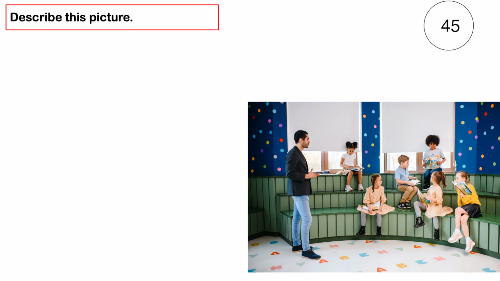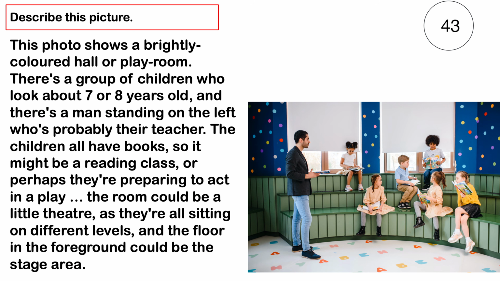Describe this picture. This photo shows a brightly coloured hall or playroom. There's a group of children who look about 7 or 8 years old, and there's a man standing on the left who's probably their teacher. The children all have books, so it might be a reading class, or perhaps they're preparing to act in a play. The room could be a little theatre, as they're all sitting on different levels, and the floor in the foreground could be the stage area.